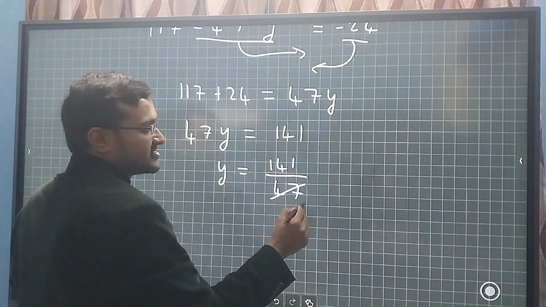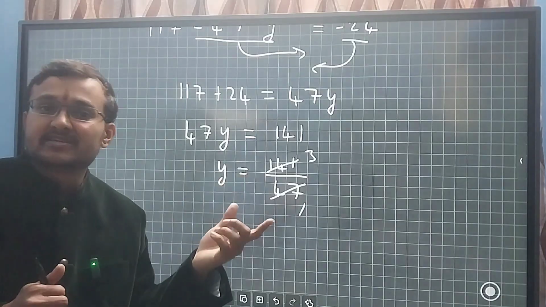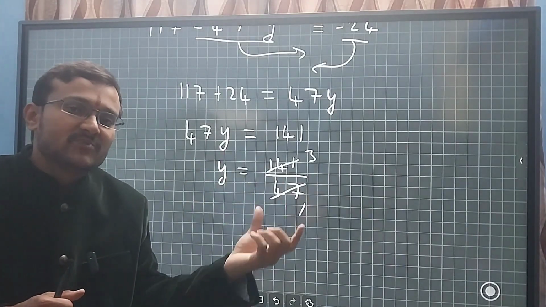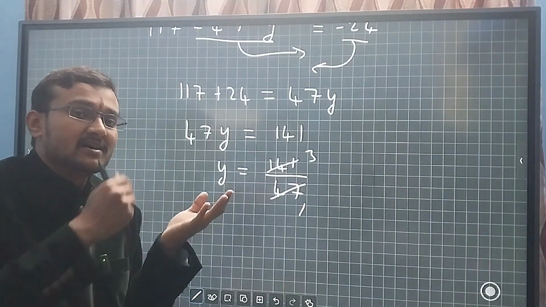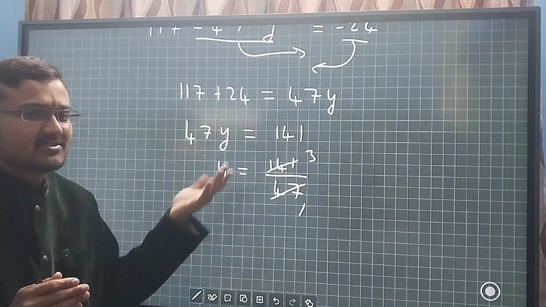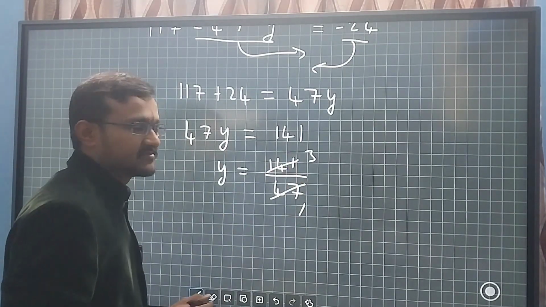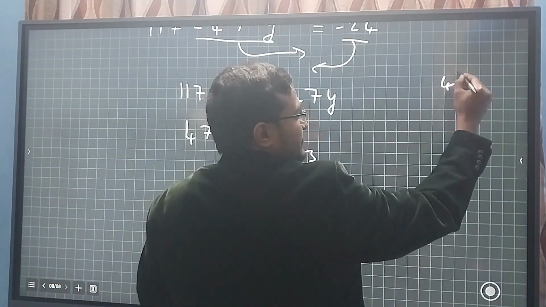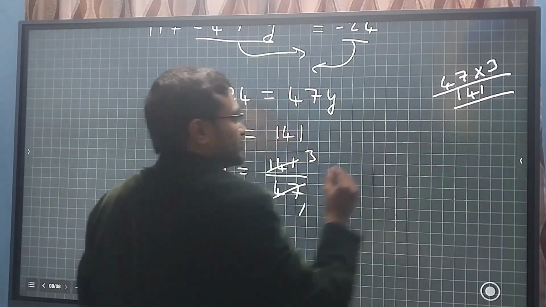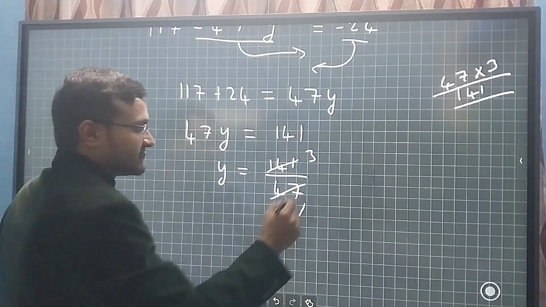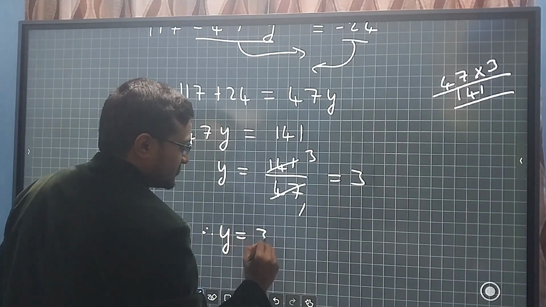So here you can see 47 ones are 47, 47 threes are 141, because 47 into 3 will be generally 50 into 3 is 150, but here we have to take 47, so 3 less than 50. So that means minus 9 you have to do to 150, then you will get 141. So that is just a simple technique. So 47 into 3 will give you 141. So that's why 47 threes are 141. So what is the value for y? So value for y is equal to 3.